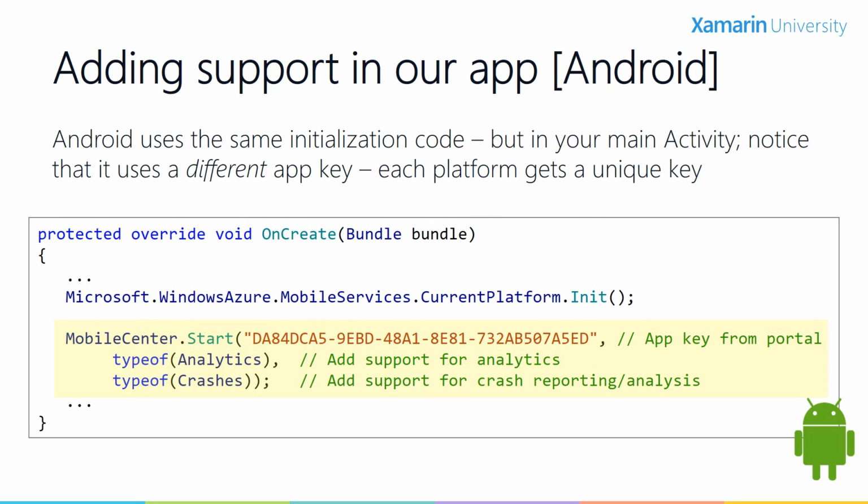Over in Android, it's very similar. In fact, the code you need to add is identical except for the app ID. And as with iOS, we need to place this in our startup code. So a good place is in your main activity's OnCreate method. And of course, you notice that the app key is different from our iOS version, and that's because this is a different application. So each application and platform is given a unique key for tracking purposes.